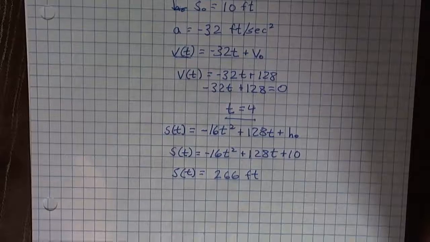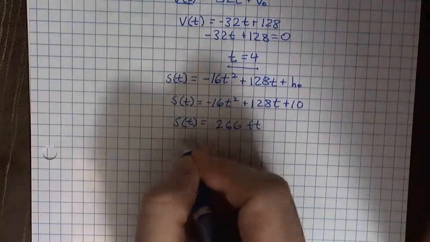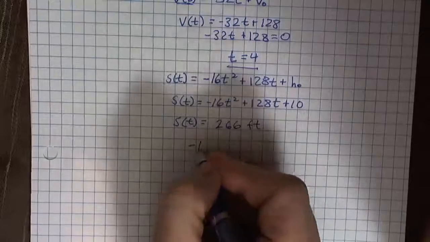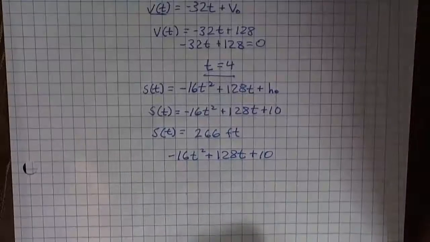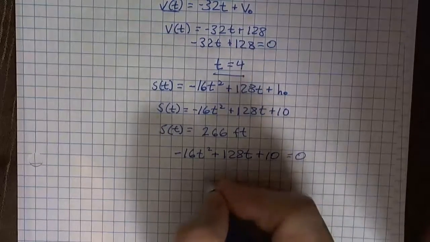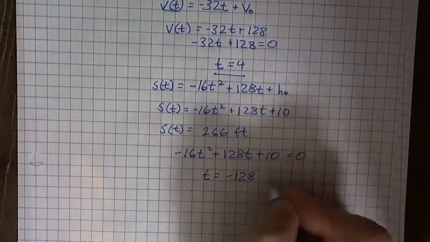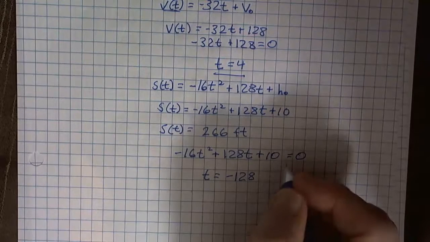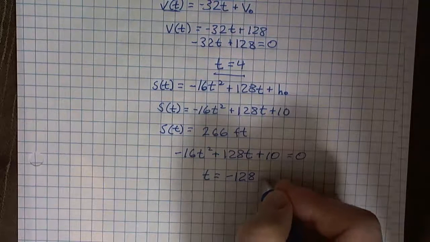Now, maybe we want to know, when does the projectile hit the ground? How long does it take the projectile to hit the ground? Well, we need to take the position function, negative 16t squared plus 128t plus 10, and we just set that equal to 0. And of course, I can use the quadratic formula for that. So I've got t equals negative 128, and use minus. Remember, it's plus or minus. If you use a plus, what you're going to get is a negative number, like negative 0.07. So let's just use the negative.